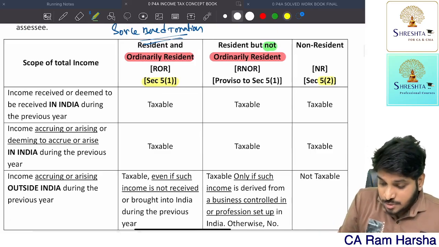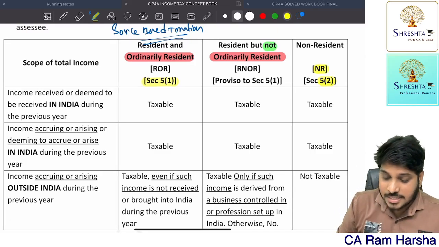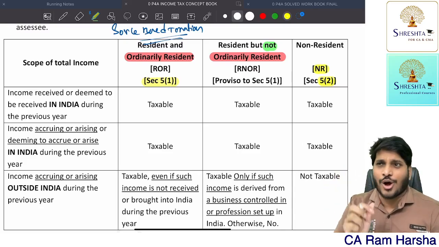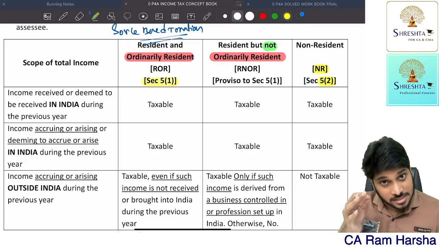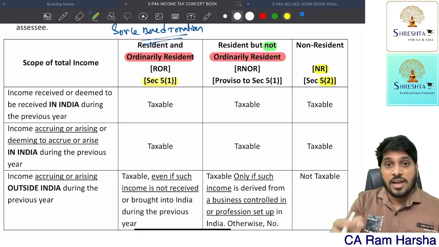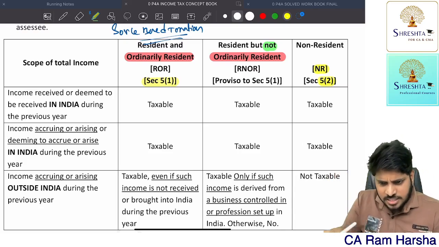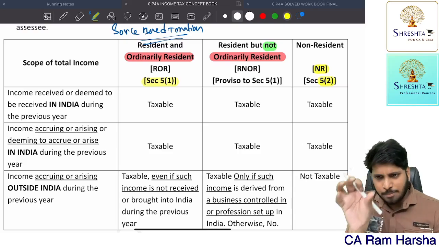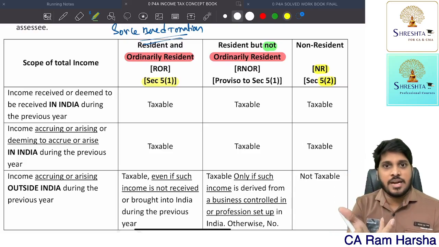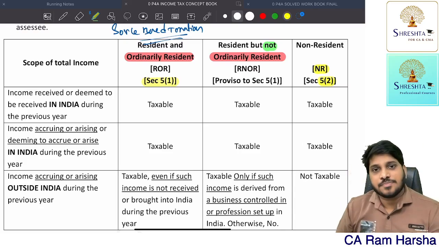Now, section 5 subsection 2 of the Income Tax Act talks about what incomes are taxable in the hands of a non-resident. Non-resident means, first of all, he's not staying in India. Why the hell do you tax him? There are some reasons why we tax a non-resident. One reason is, for example, he visits India, earns some income in India and leaves the country later on. So temporarily he stayed in India and earned income in India. So obviously I want to collect tax on that portion of income.